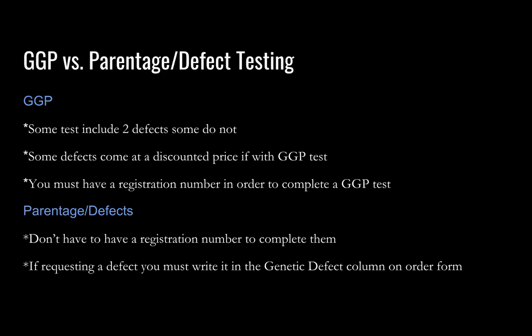So if your animal is not registered yet, you can still do parentage to identify what sire or dam the animal came out of. Also, you can do some defect testing and see if it has OS or MA or anything like that. If you want to test for a defect, you can write that in the genetic defect column and you can abbreviate that, such as OS.